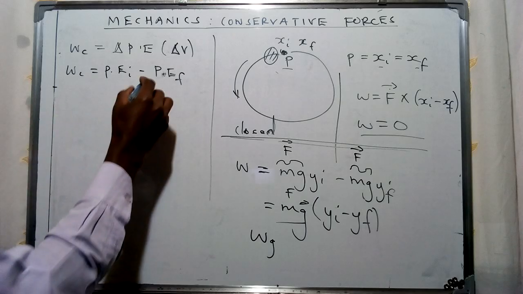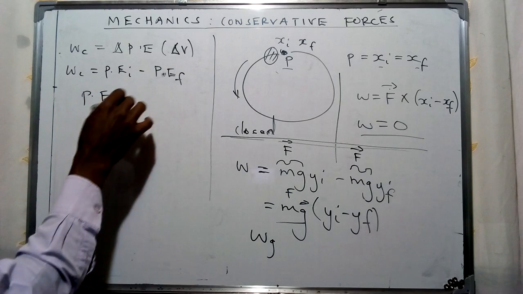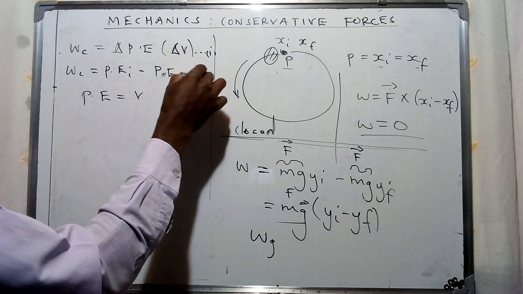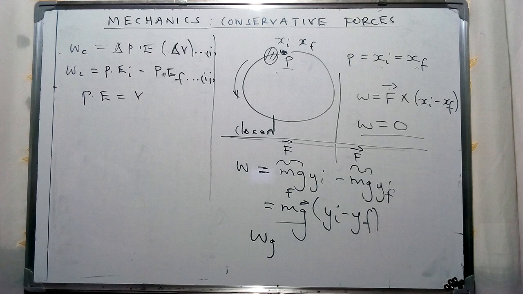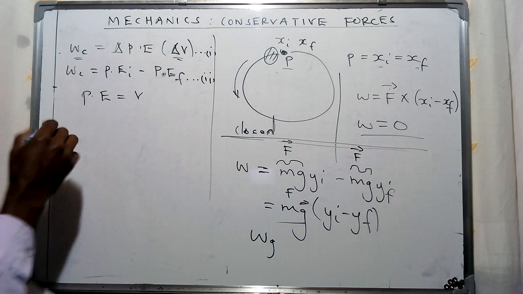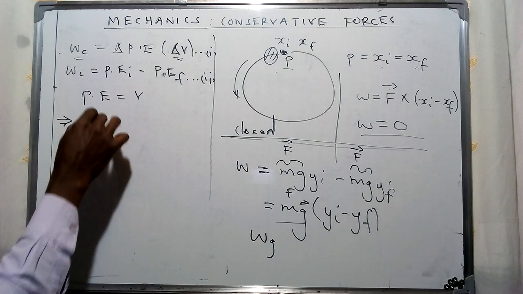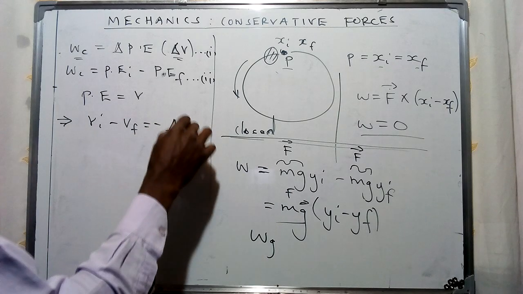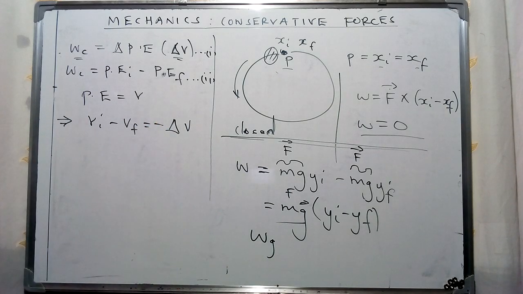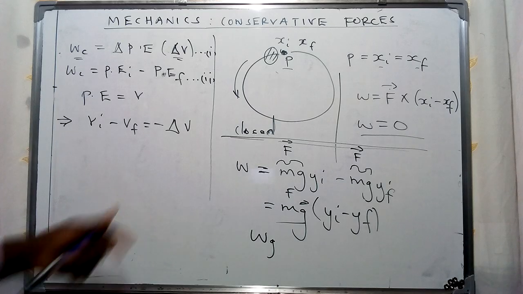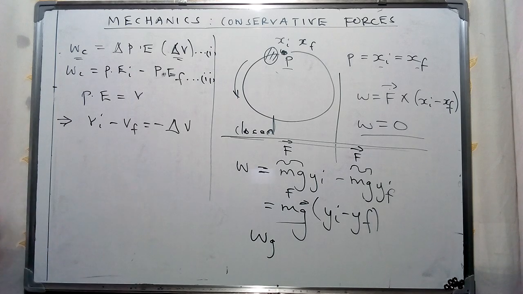Taking into consideration that the potential energy is equivalent to V, we can rewrite this as a second equation in terms of V, whereby the work done by this conservative force is given by V initial minus V final, which is equivalent to the negative value of delta V. So this is the work done by a conservative force, which is equal to the decrease in the potential energy of a system, as we have shown above.